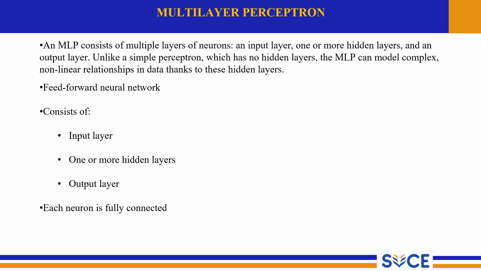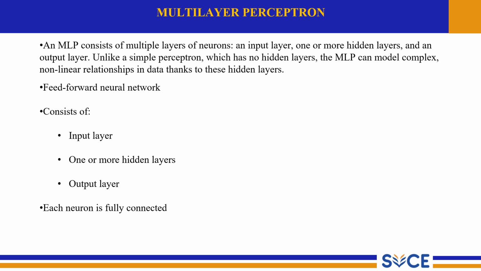Multi-layer perceptron. An MLP consists of multiple layers of neurons: an input layer, one or more hidden layers, and an output layer. Unlike simple perceptrons, which have no hidden layers, the MLP can model complex nonlinear relationships in data thanks to these hidden layers. Each neuron in one layer is fully connected to every neuron in the next layer, and the network uses an activation function to introduce nonlinearity.